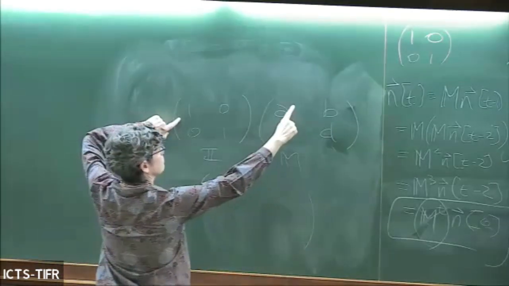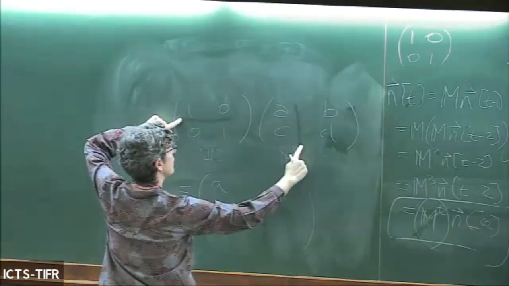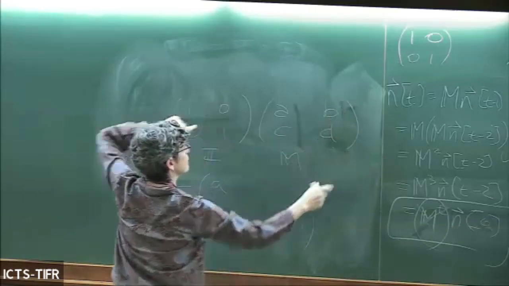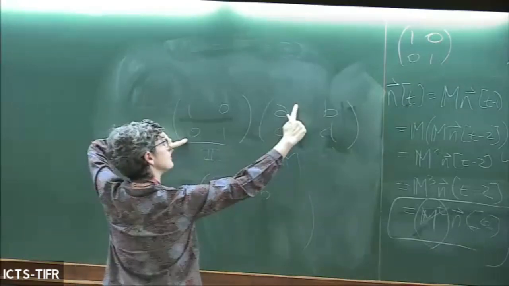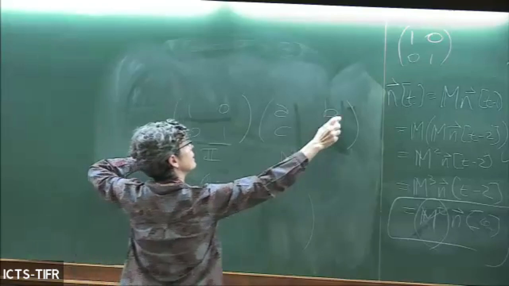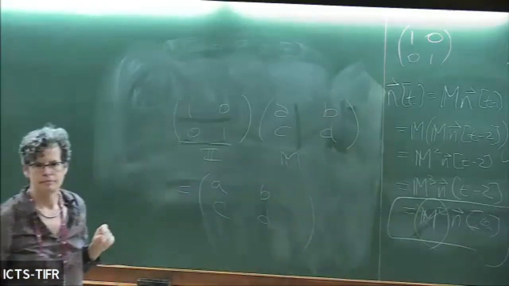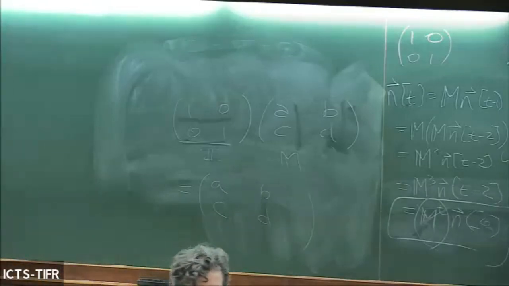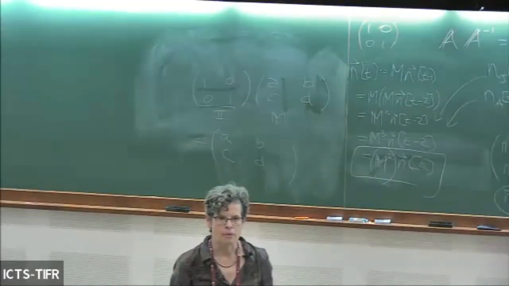Doing the same finger trick, A goes in the first row, first column. First row, second column is 1 times B plus 0. Moving to the second row, first column, A times 0 plus C. And finally this one, B times 0 plus D. You might go, why is she using her fingers? But honestly, when you're first learning matrix algebra, you better use your fingers, because it's really easy to lose track of where you are in it.